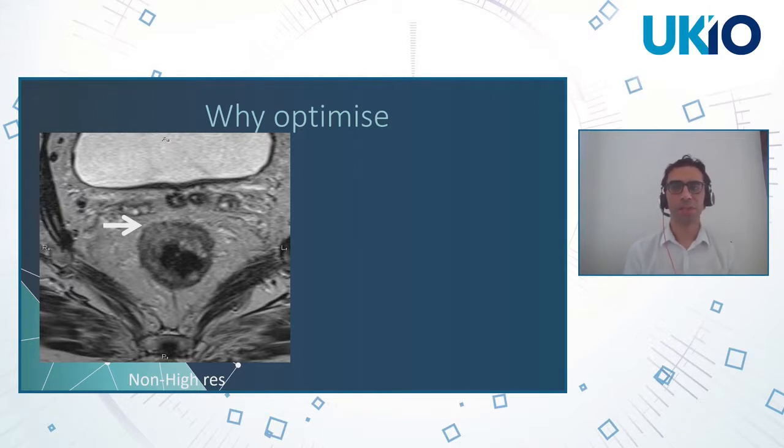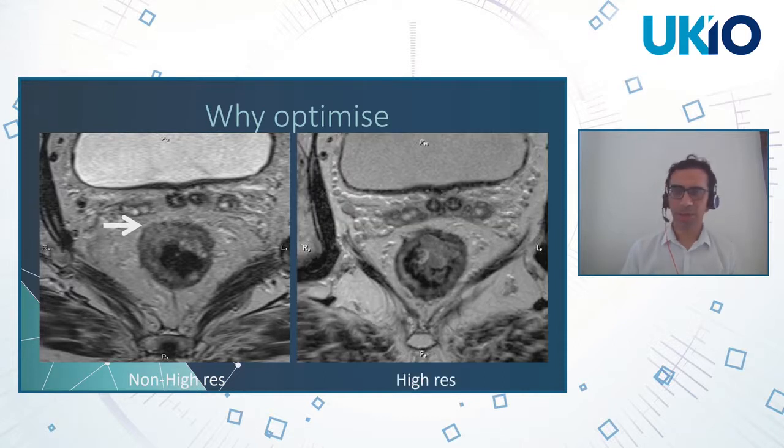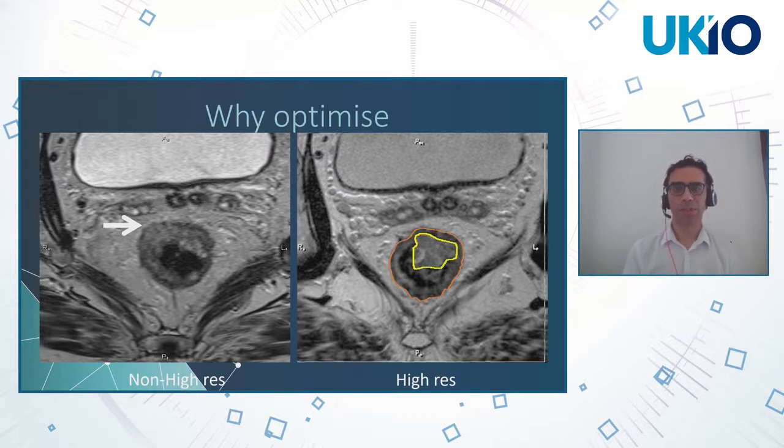In this non-high resolution image, we see an anterior rectal tumor. The white arrow indicates likely extension through the bowel wall in keeping with T3 disease. When the imaging was repeated using a high-resolution protocol, the anterior tumor does not extend through the bowel wall. What I've done is highlight the tumor in yellow and the bowel wall in orange. So this change in stage from T3 to T2 would have potential treatment implications. For example, the colorectal MDT may offer a T3 tumor chemoradiation, but a T2 tumor surgery.